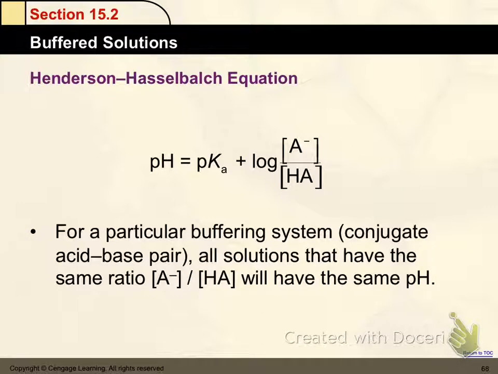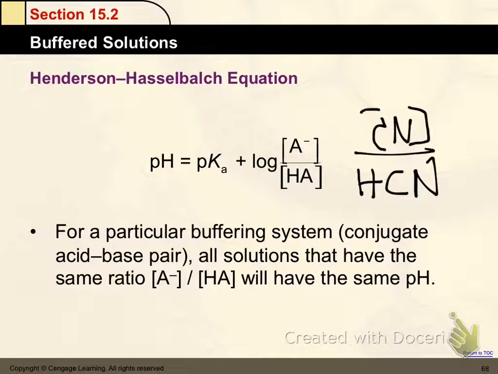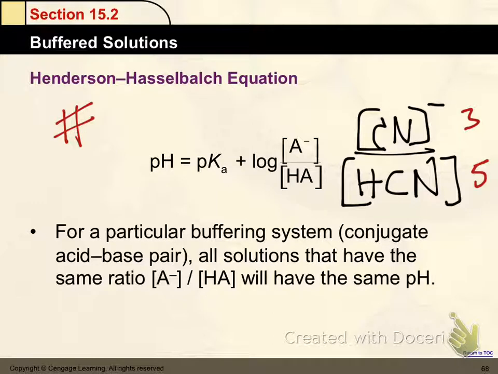In general, the Henderson-Hasselbalch equation says the following. For a particular buffering system, that's a conjugate acid-base pair, all solutions that have the same ratio of A negative to HA will have the same pH. So if we take a look at our first system that we had, if we have HCN and CN negative, that was the first slide that I had. So if I had the concentrations of these things, it doesn't matter what the concentrations are, I'm just going to pick some arbitrary ones here. Let's say the HCN is 5 molar and the CN negative is 3 molar. That's going to have a particular pH. I don't know, whatever it is. Let's call it number. If I change those concentrations proportionally to 0.3 molar and 0.5 molar, the pH of that solution is also going to be number. It's going to be exactly the same.